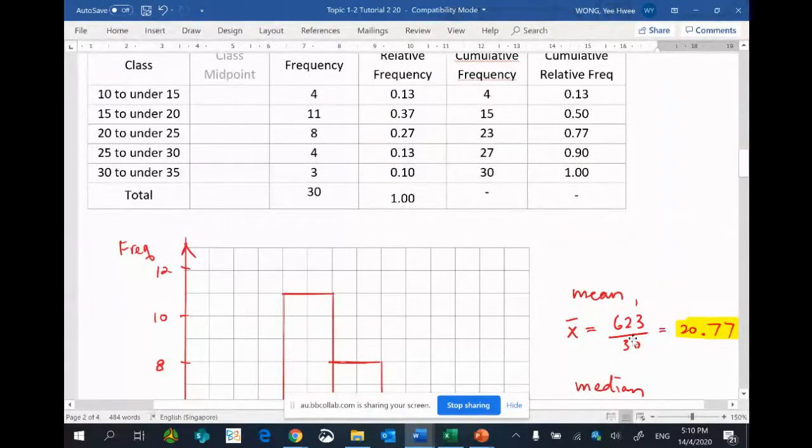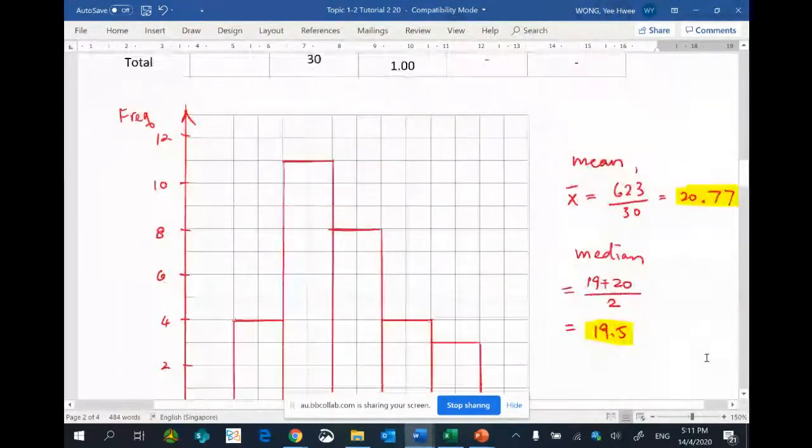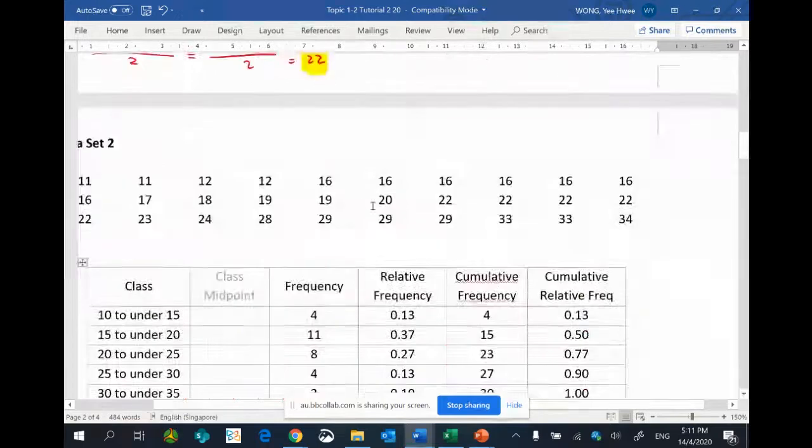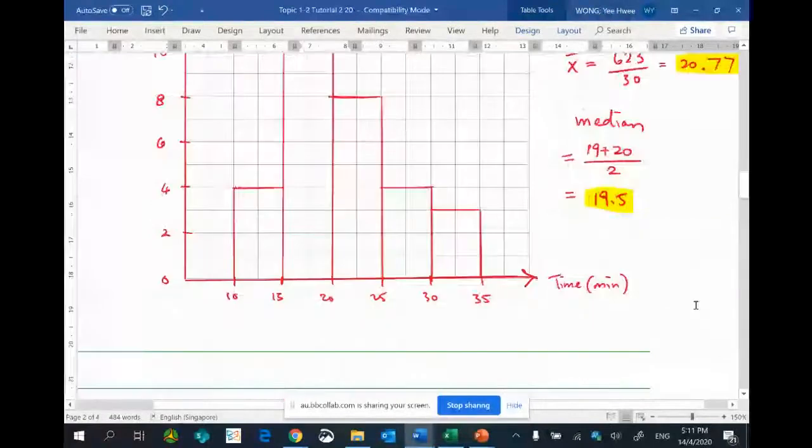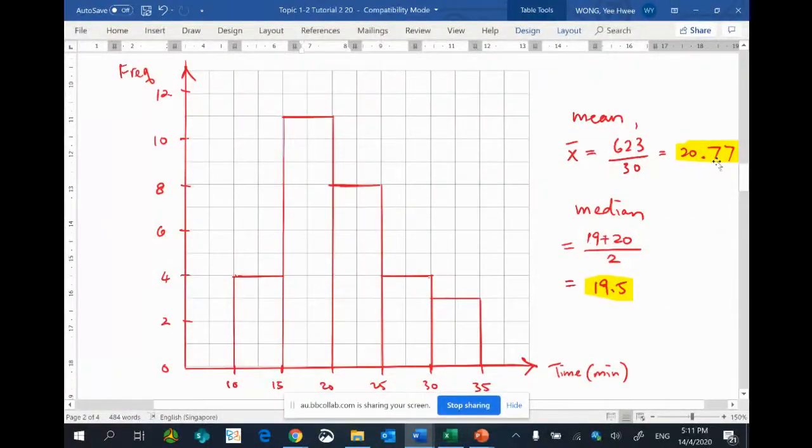You have the mean, which is 623 divided by 30, you have 20.77. And when you calculate your median, the index will be the same, so I did not repeat everything. You just use the same index, 15 and 16. So you get 19 and 20. The 19 is the 15th number, the 20 is the 16th number. So the average of these two will give you 19.5. So you look at these two, 20.77 and 19.5. The mean seems to be higher.